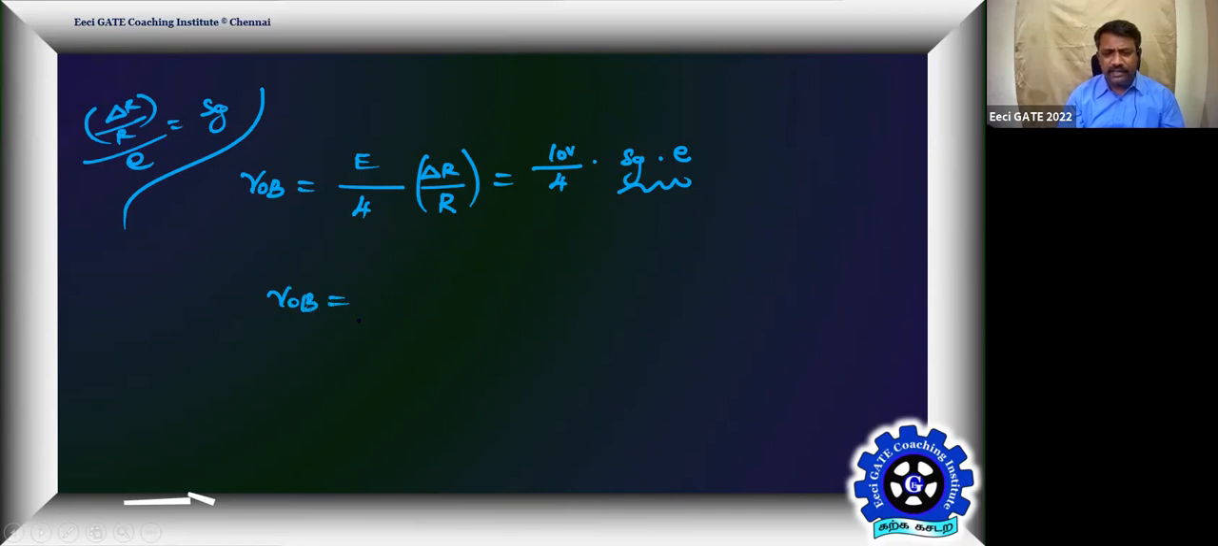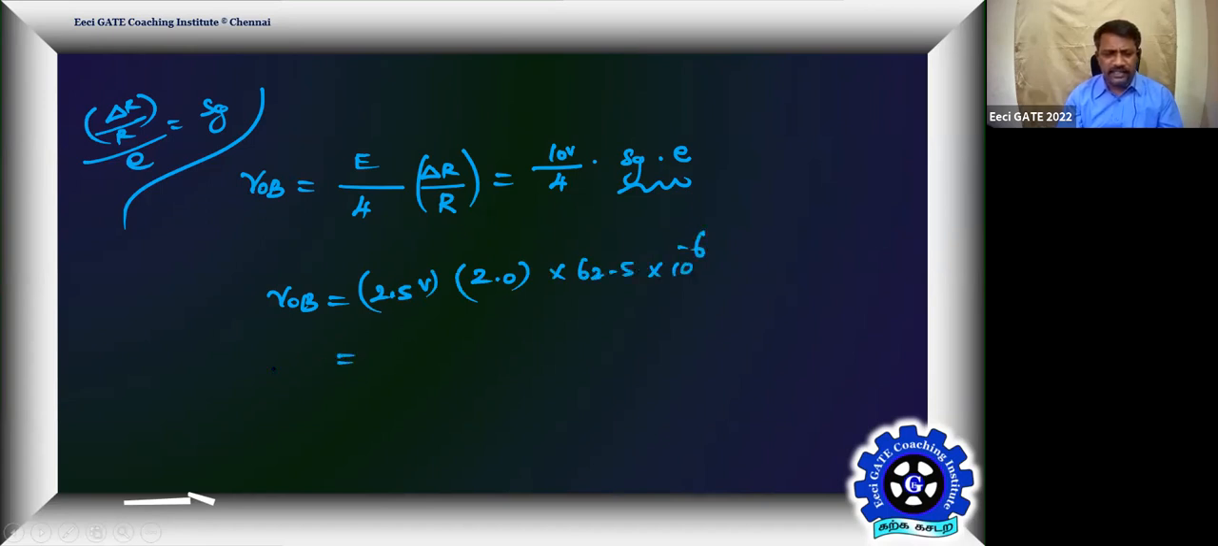So V naught of the bridge is going to be, for the given polarity marking, either plus or minus. That's all. If VA is positive, V naught of the bridge will become negative, but the magnitude of the bridge output will always be this. If you properly put the polarity marking for A and B, this is always positive. So 10 by 4 is nothing but 2.5. So 2.5 volts into gauge factor times strain. Gauge factor is 2.0. What is the strain? 62.5 into 10 power minus 6.